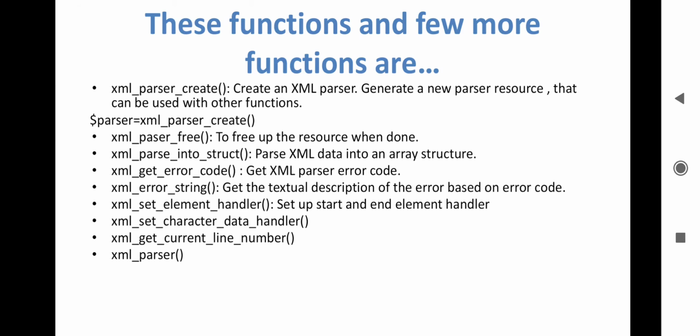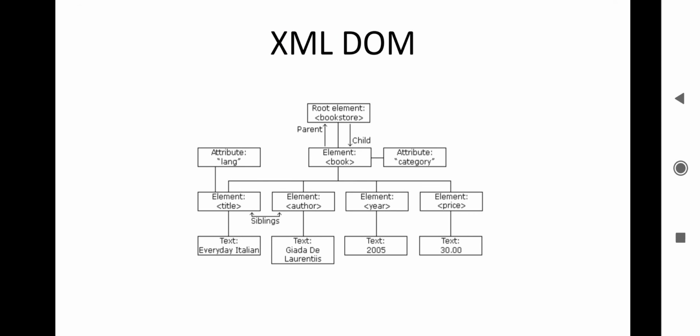So by using this current line number from an XML parser, the XML parse function starts parsing the XML document. These are the number of functions we are using in XML parsing. So after this we will see the XML document.